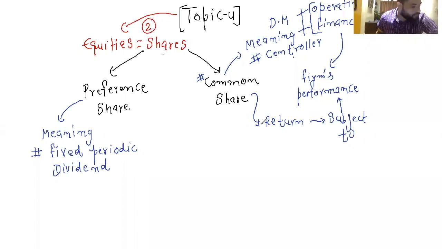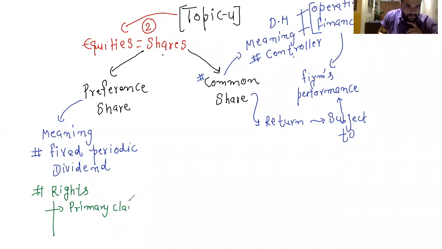So let's talk about the rights of preference shareholders. What rights do they have? First right, the right to receive primary claims, then common shareholders. Common shareholders.